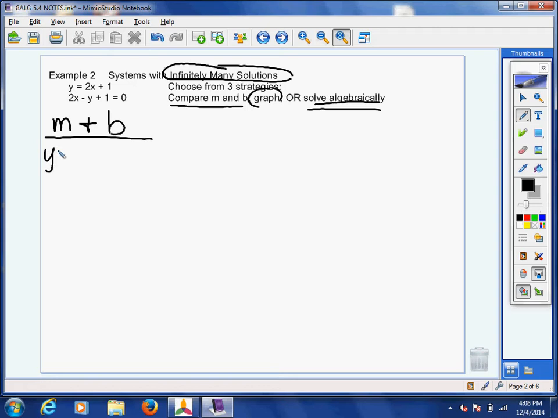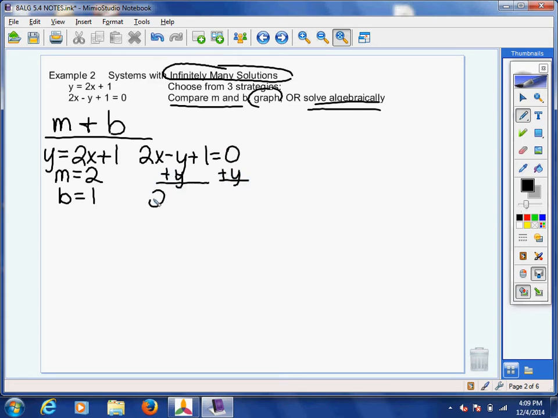Now, the first equation is in slope-intercept form already, so that's a good form. We can clearly see M is 2 and B is 1. The second one is not in any kind of form, it doesn't look close to standard form. So we want to get y by itself. Why don't we just add y to each side, and that will get y all by itself, because 0 plus y is y. Now it's in slope-intercept form, and we have M is 2 and B is 1.